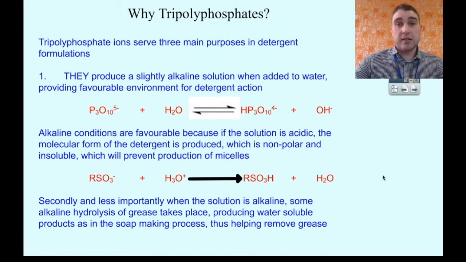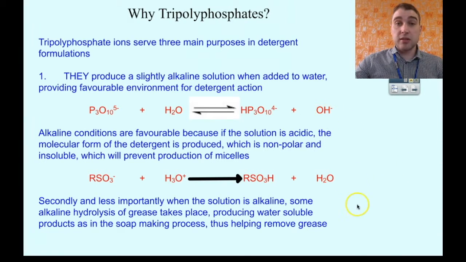The reason why alkaline conditions are favourable is because if the solution is slightly acidic, you get the molecular form of the detergent being produced, which is non-polar. It's also insoluble, and it's not going to help micelles being produced. If we look at our reaction down here, it's reacting with a hydronium ion, and we're getting rid of the ionic head here, and we're attaching the hydrogen to it. So now we don't have a strong ion here. That means that we're not going to get as strong attraction with water molecules. In fact, because of the long carbon chain, it will now be insoluble, so we won't be able to use the detergent that's in the solution.